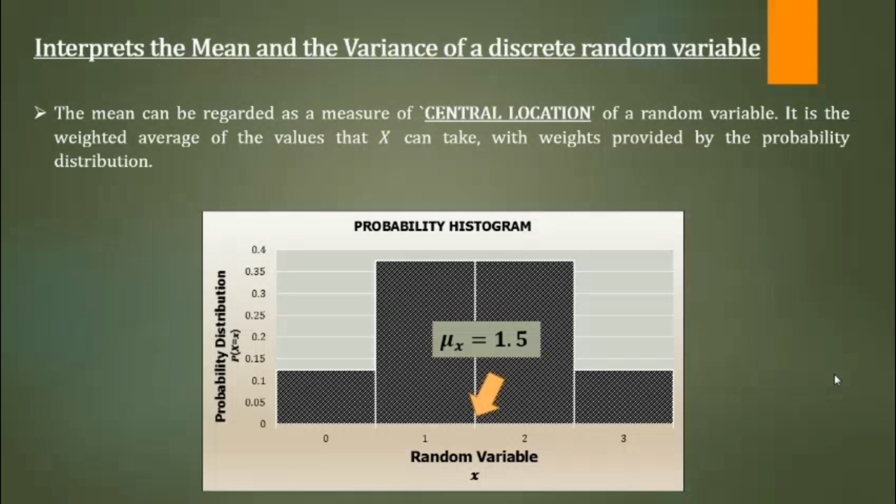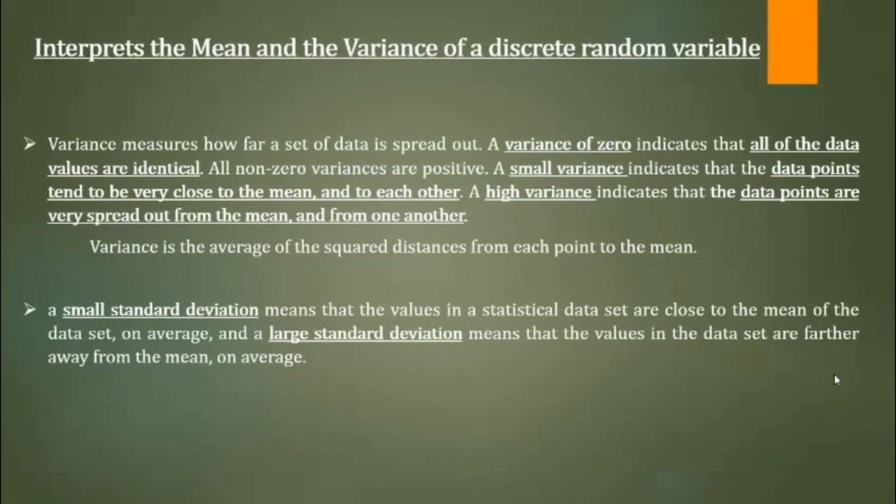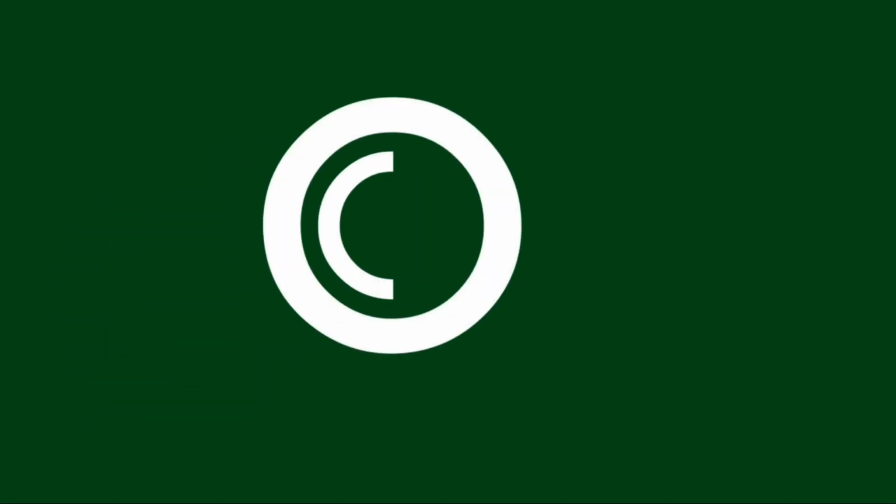Unlike the mean, there is no simple direct interpretation of the variance. The variance measures how far a set of data is spread out, wherein a variance of 0 indicates that all of the data values are identical. That means all non-zero variances are positive. Having a small variance indicates that the data tend to be very close to the mean and to each other. If we have a high variance, it indicates that the data points are very spread out from the mean and from one another.